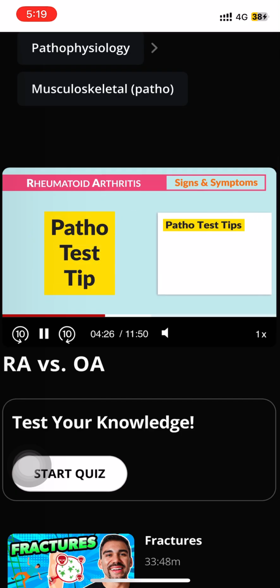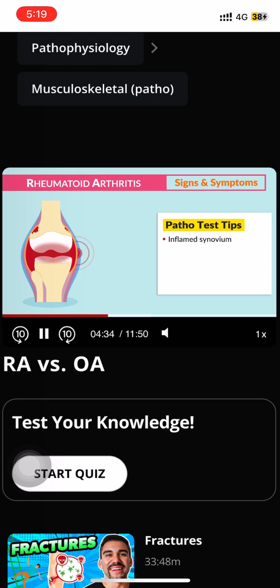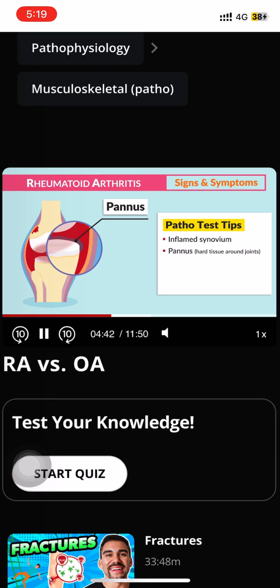Okay, now for patho test tips. A few key terms that you should write down and know for your pathophysiology exams. So first up is inflamed synovium. Fancy words for the synovial membrane, the soft tissue that lines the space in between the joints. Next is pannus, which is a hard tissue around the joints. Now, this is a new abnormal layer that is made up of fibrotic or fibrovascular tissue or granulation tissue.